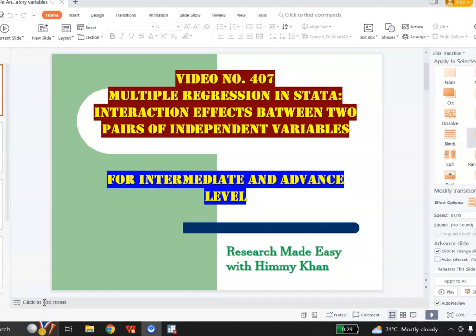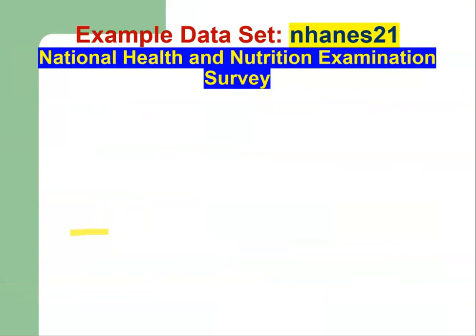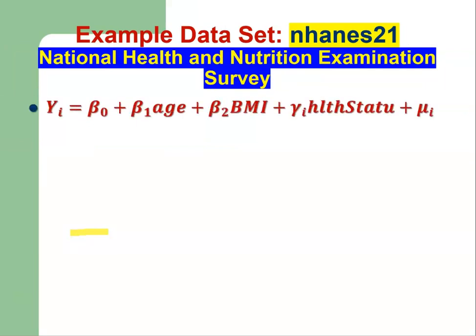This is video number 407, and in this video, I am analyzing multiple regression in Stata. Today, I am using interaction coefficients between two different pairs of independent variables. So, first, I will run a simple multiple linear regression model with three independent variables, and then I'll use the interaction between various pairs of variables. So I'm using this model.